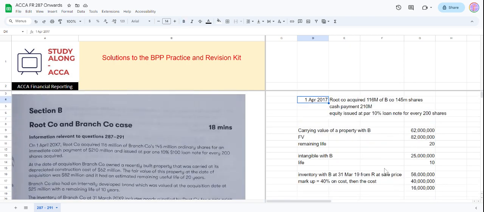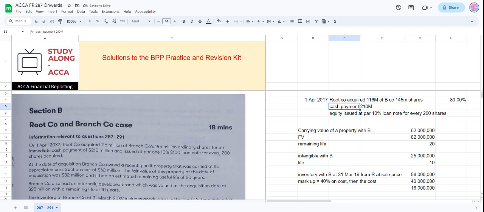So on 1st April 17, our company acquired 116 million shares of B company. B company has 145 million shares. So what percentage have they acquired? They have acquired 116 of 145. Although the percentage is not given directly, we can see that it is 80%. Our company has acquired 80%.